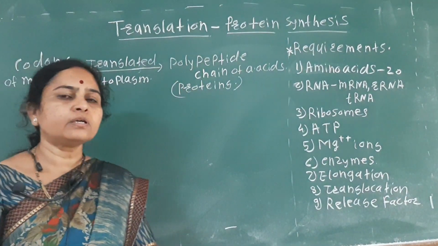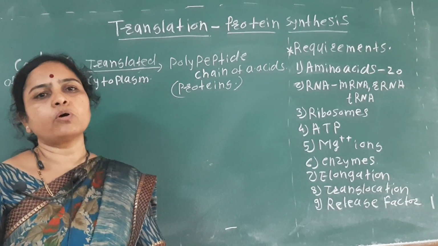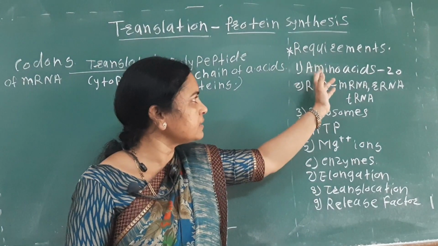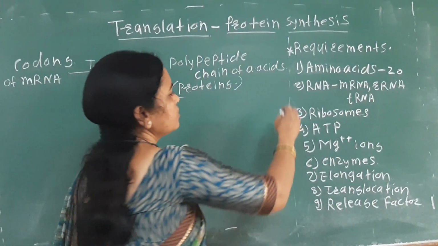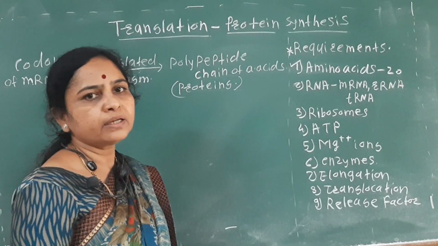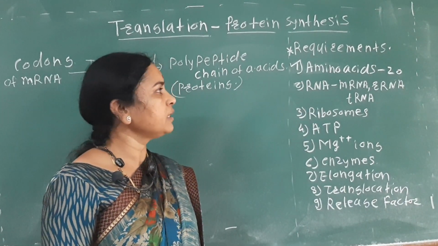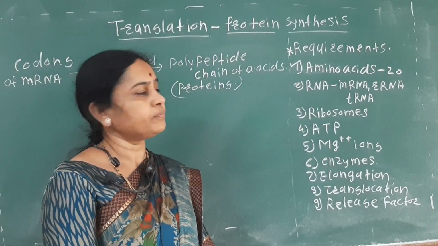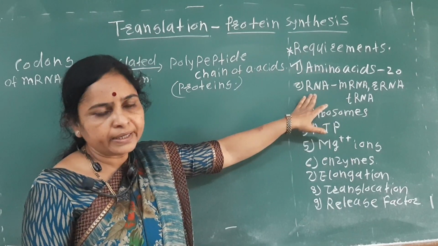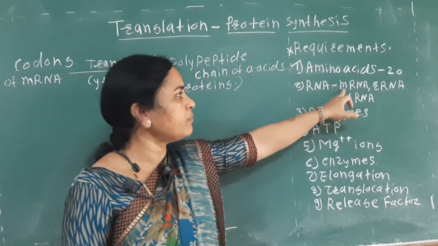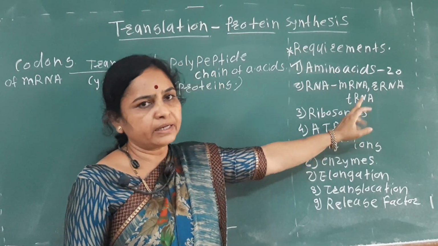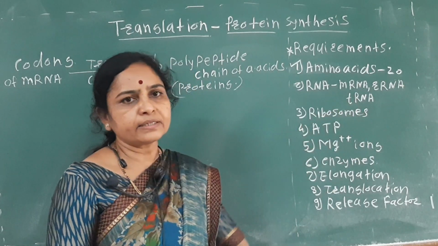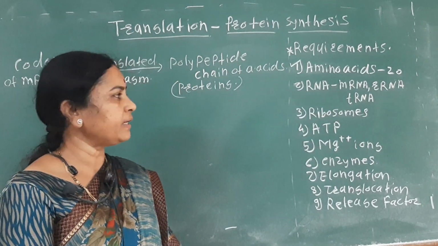First, let us see the basic requirements for the translation process. The first requirement is amino acids. Mainly 20 amino acids are required for protein synthesis, and in the cell there are 20 amino acids. Then RNA: there are three types of RNA, mRNA, rRNA and tRNA. mRNA is the messenger RNA, rRNA is ribosomal RNA, and tRNA is the transfer RNA. These three RNAs are required.